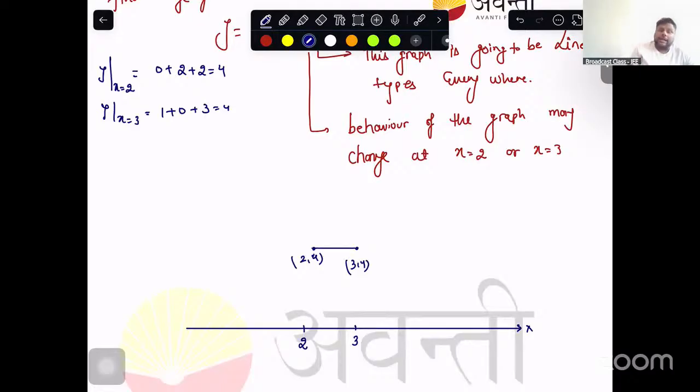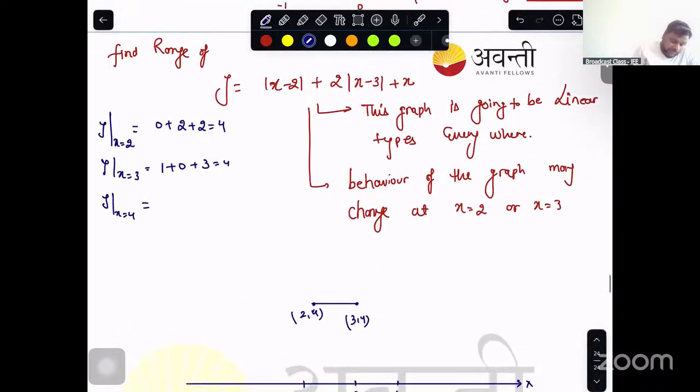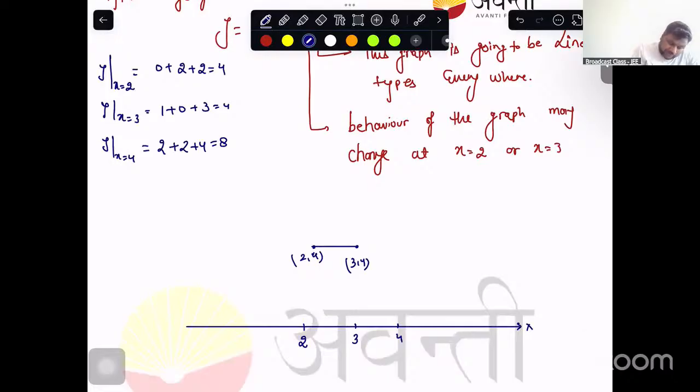Got it? I also want to know the value of the function at neighboring points. One we will check with 4. So the value of y at x equals to 4 will be 4 minus 2, 2, plus 2, plus 4. That is 8. So at 4, it is going to be 4, 8. So this type of graph. Correct? Now, one more point I want, I will calculate it at, say, minus 1.